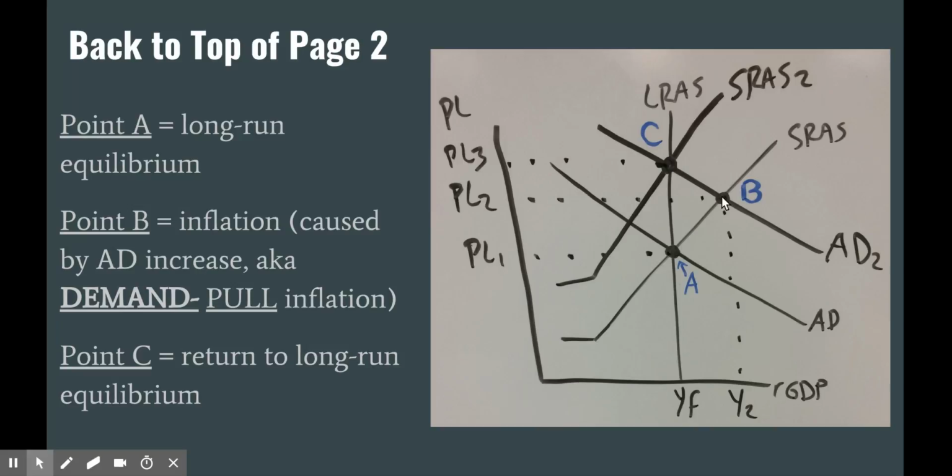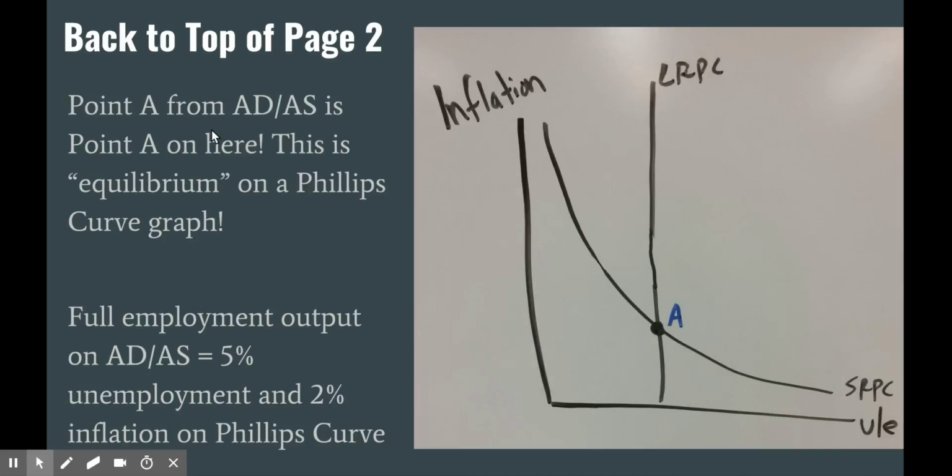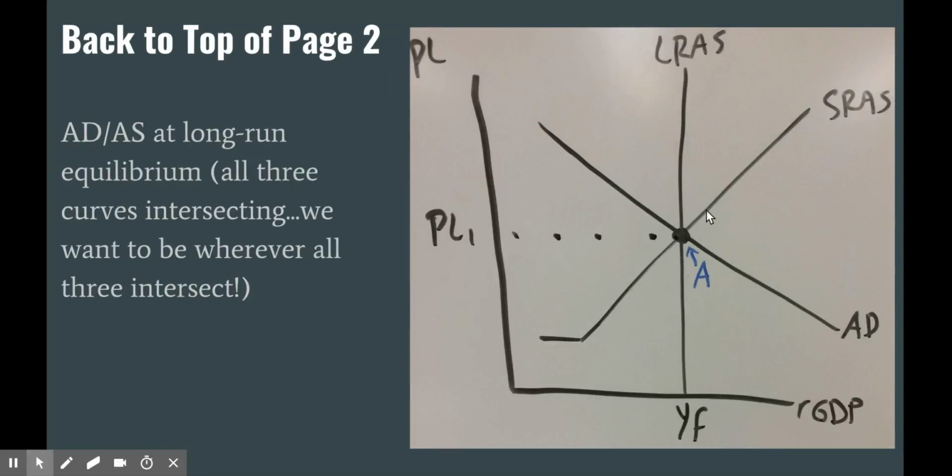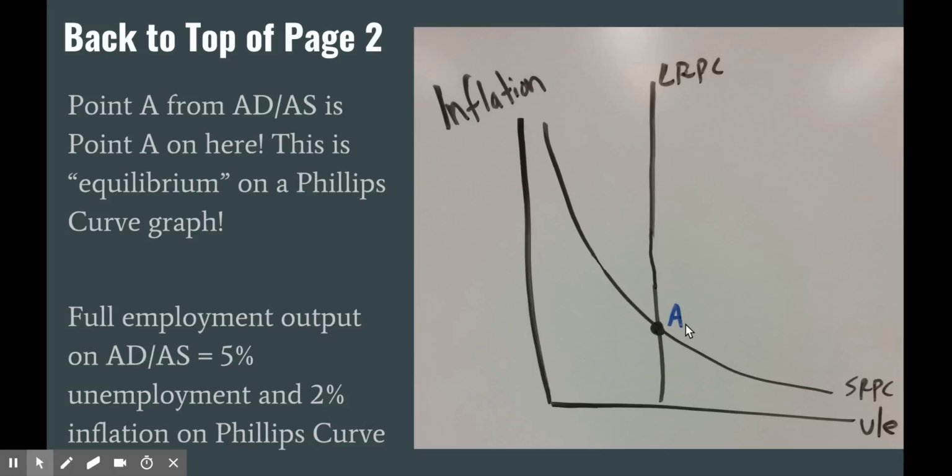So we were at long run equilibrium, we shifted out of it, and then stagflation actually pulled us back to long run equilibrium. All right, so again here, these blue letters actually represent the exact same point. So here, long run equilibrium in the ADAS model is seen right here at point A, still labeled the same on the Phillips curve, because point A from ADAS is going to be this same point A here. This represents our full employment at 5% and our ideal on inflation, which would be about 2% right here.